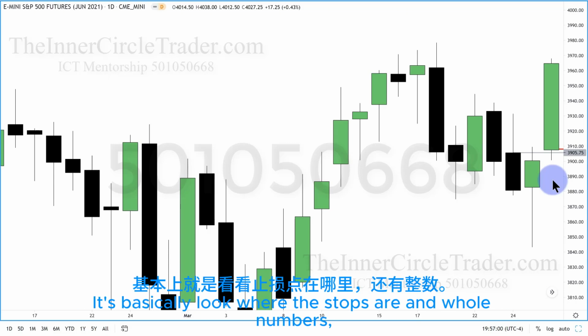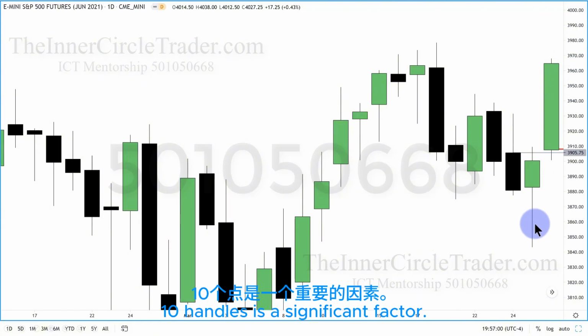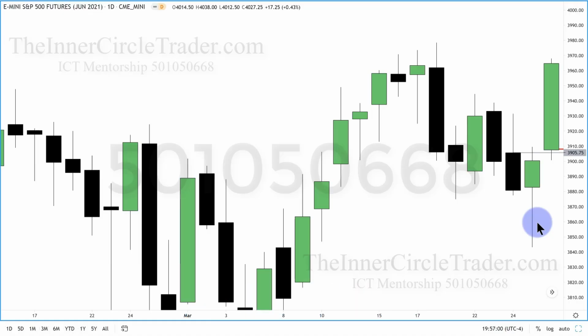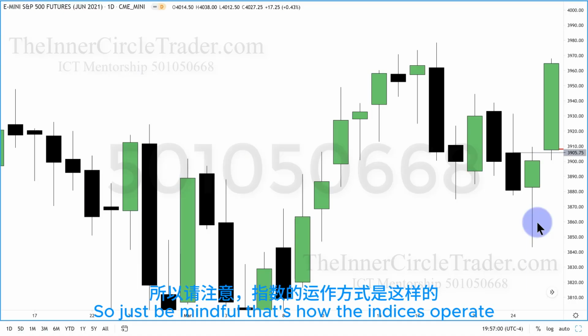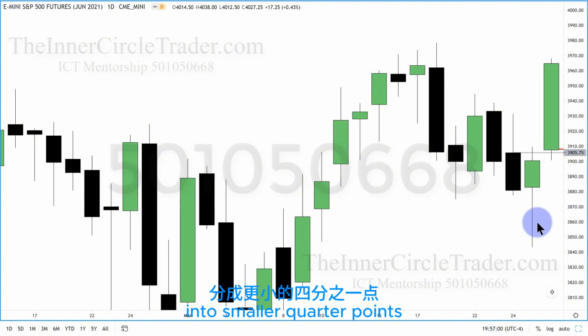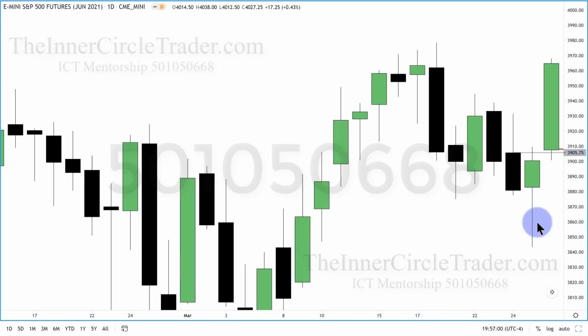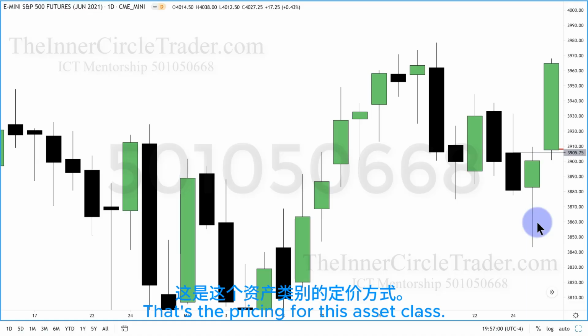It's basically look where the stops are and whole numbers, like around 10 levels, like 39.60, 39.70. 10 handles is a significant factor. If you move 50 handles, which would be equivalent to like 39.50 to 4,000, that's a significant move too. So just be mindful that's how the indices operate. And you can actually split that down into smaller quarter points because indices are delivered in 0.25, 0.50, 0.75, then whole number. That's the pricing for this asset class.